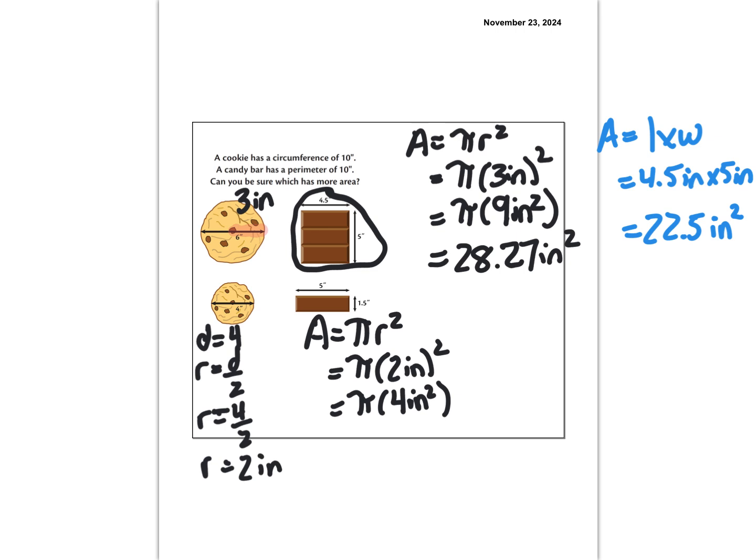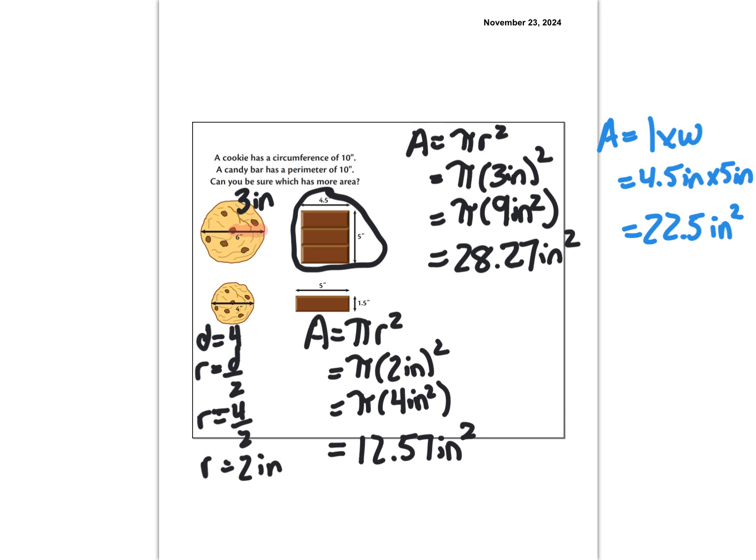And if we take pi and multiply it by 4, we get 12.57 inches squared. And I've been rounding to the nearest hundredth, as you know. We always round to the nearest hundredth because that'd be the nearest penny.